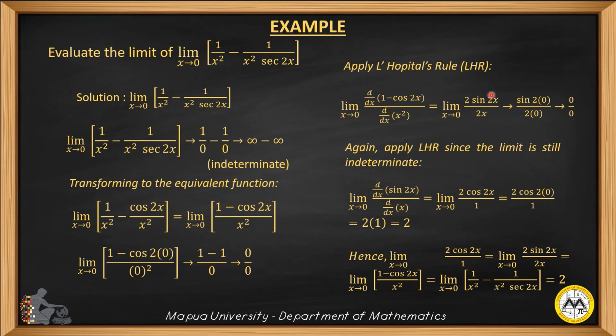Okay, then we said whatever is the limit of this expression will be the limit of this one. So the limit of this also will be equal to 2, which is also equal to that limit. So concluding now, the limit of 1 over x squared minus the reciprocal of x squared times secant of 2x as x approaches 0 would be equal to 2.